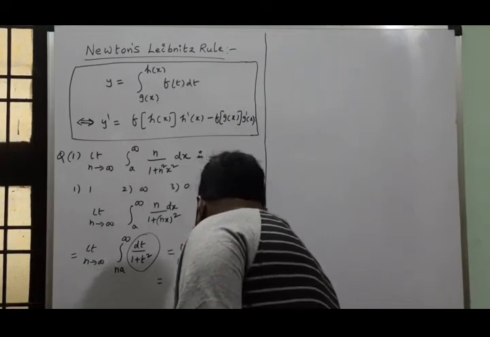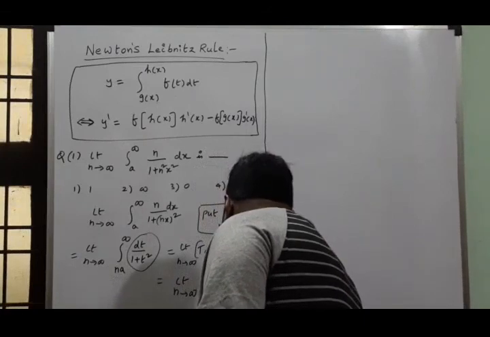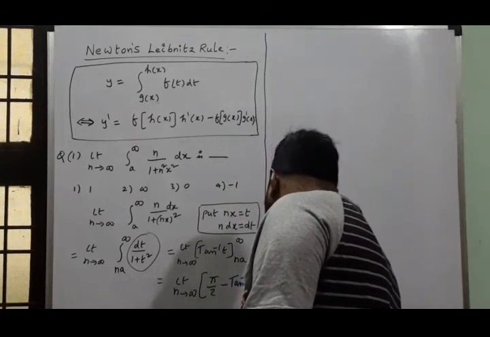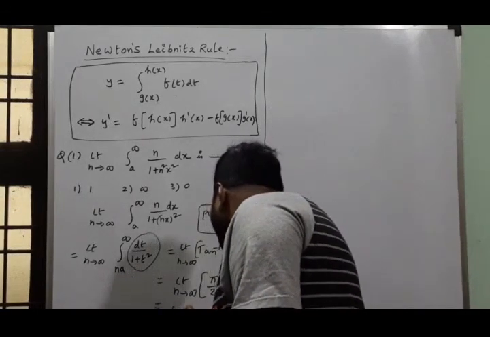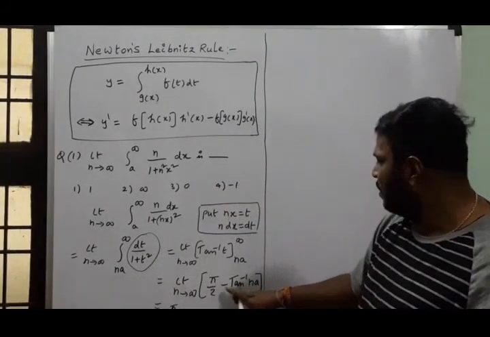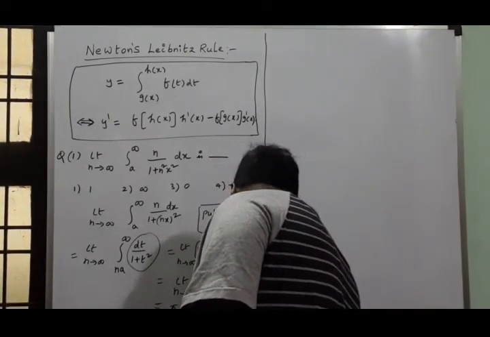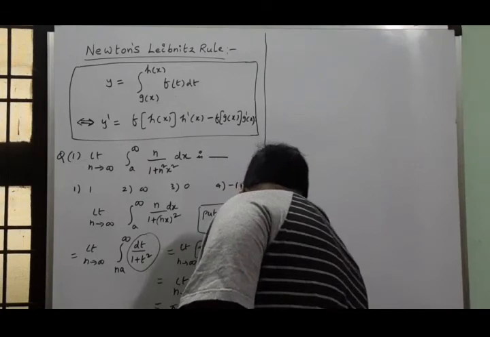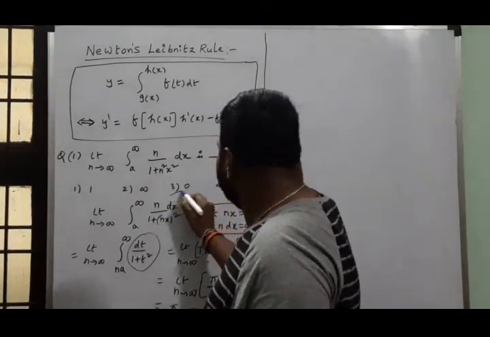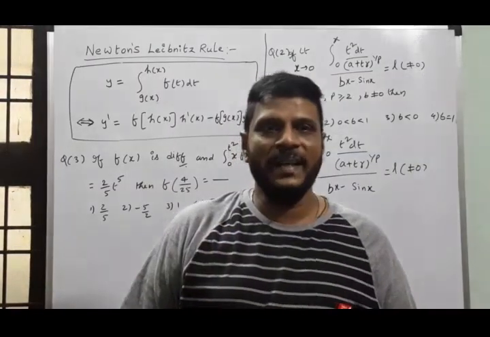So limit n tends to infinity, tan inverse infinity, pi by 2, minus tan inverse na. That is equal to pi by 2 minus, now substitute n is infinity here, you will get tan inverse infinity, that is pi by 2. So pi by 2 minus pi by 2, which is 0. So our answer is 0.